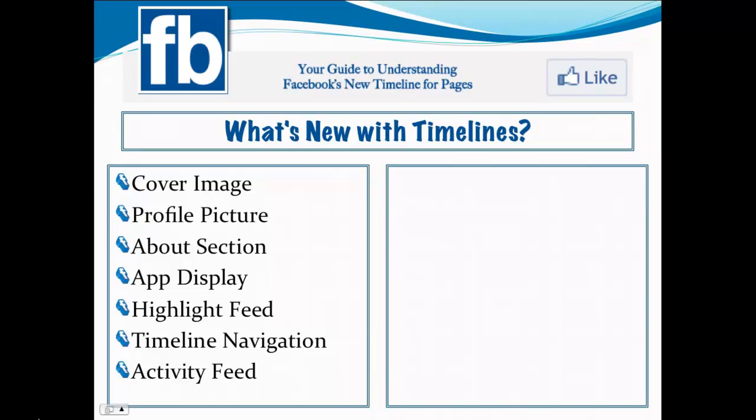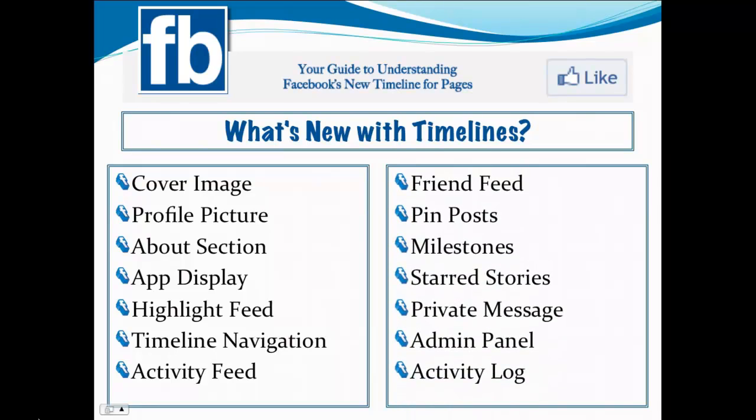There's a timeline navigation where users can choose what date they're able to go back to, and they can see deep into your page's past or your company's past. The activity feed allows users to see friends' activity on your page and whether friends have posted or not. And then we also have the friend feed. Okay, and this allows again to see more of what exactly is happening with your friends.